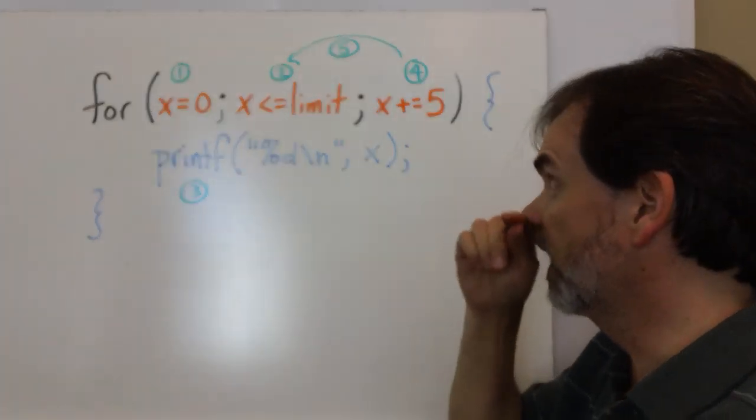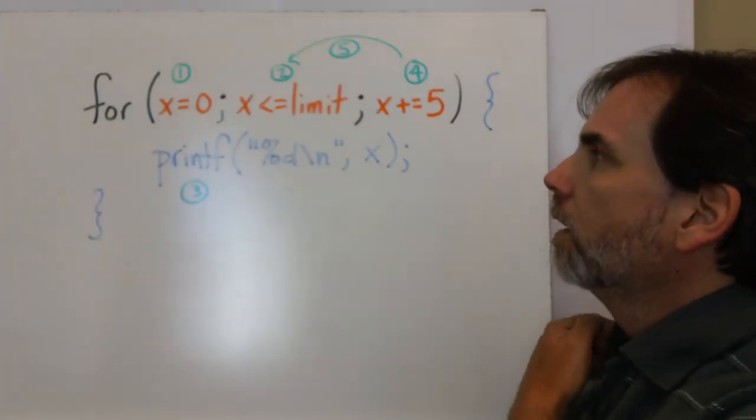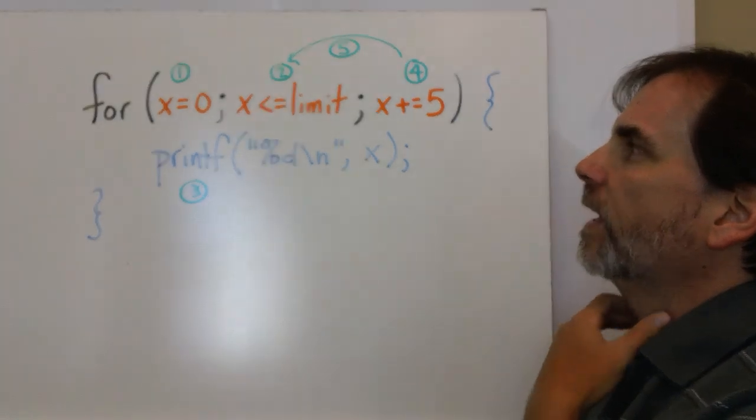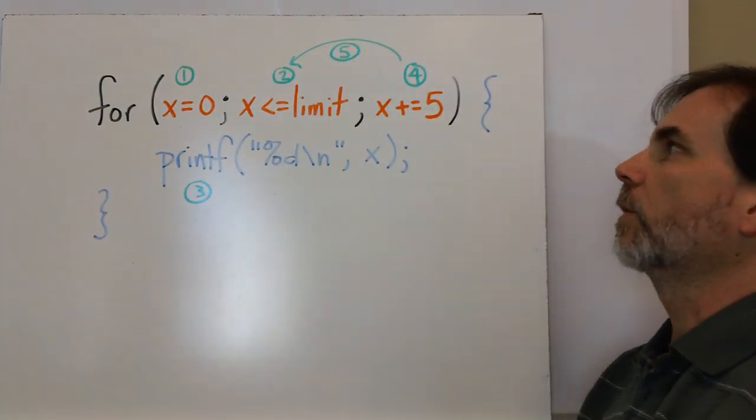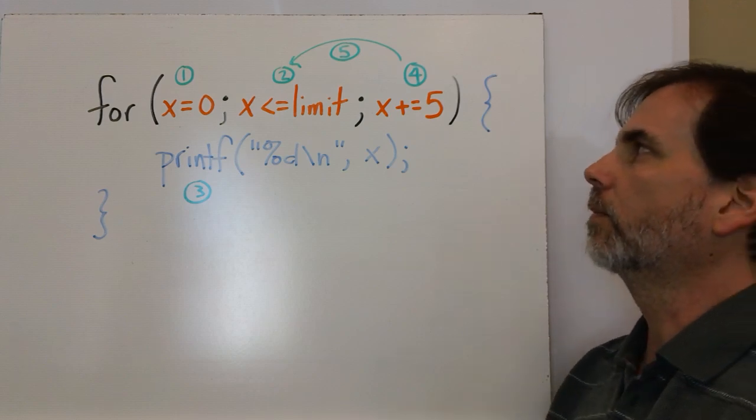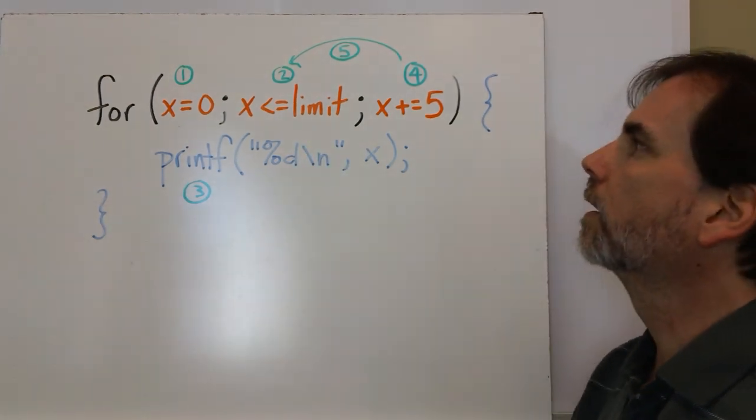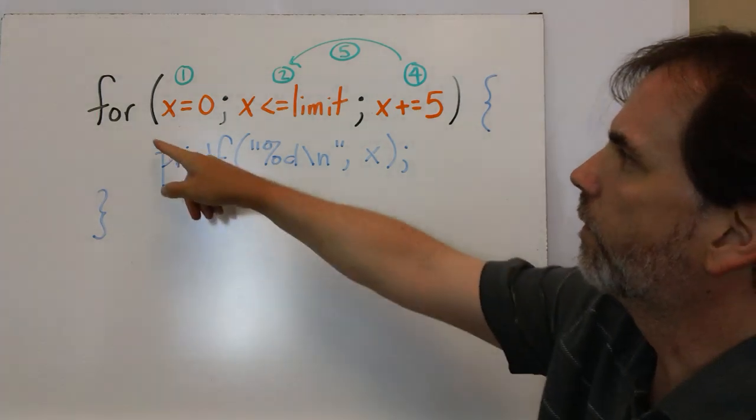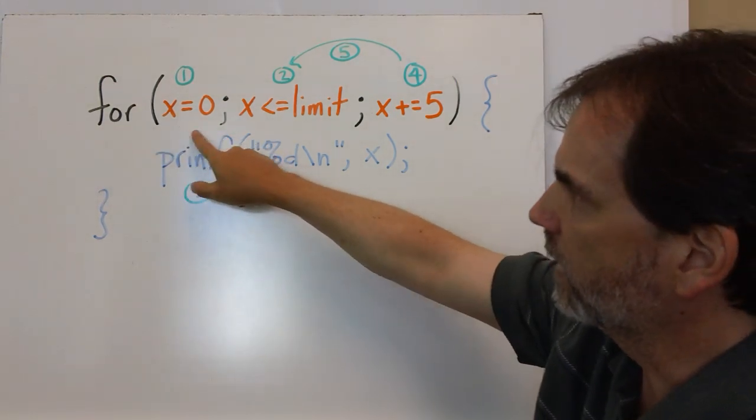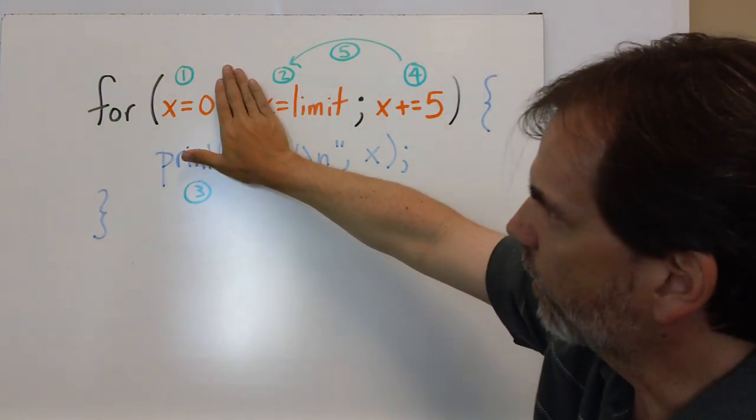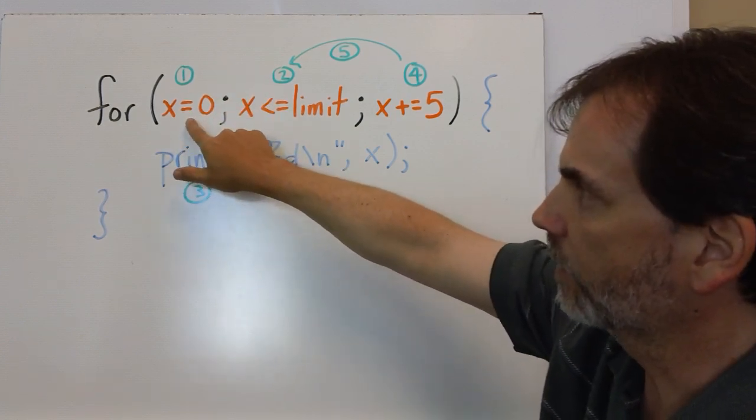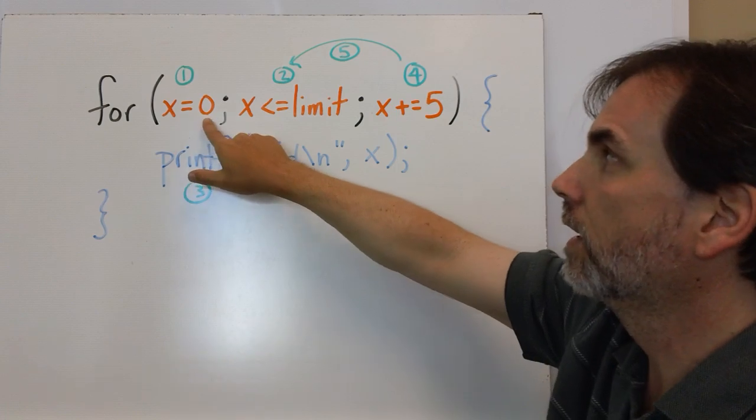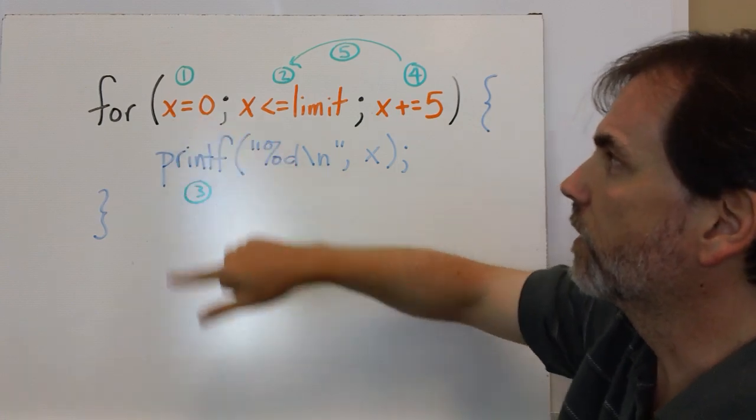Here's an example of the for loop in action. In this loop, we are going to print all of the multiples of 5 from 0 up to and including some number that we call limit. So here's how we write that loop. For x equals 0, here's the init expression. Again, the semicolon is not part of the expression. x equals 0 has a side effect. It actually, because it's an assignment operator, changes the value of x to 0.